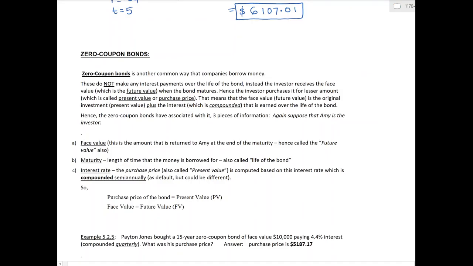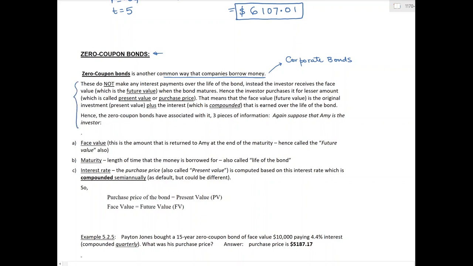So now we're going to look at the idea of zero coupon bonds, and this is another common way that the companies borrow money for their use. Earlier on we saw what were called corporate bonds. Now we are going to look at what are called zero coupon bonds. Now this is very common and is very interesting as well.